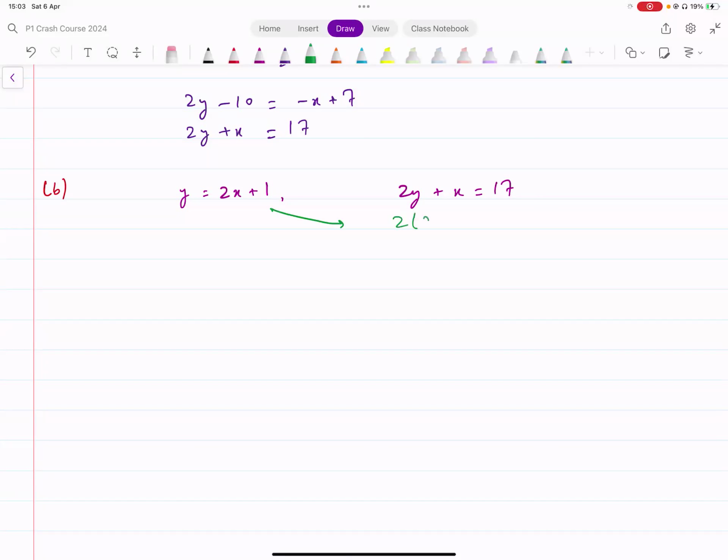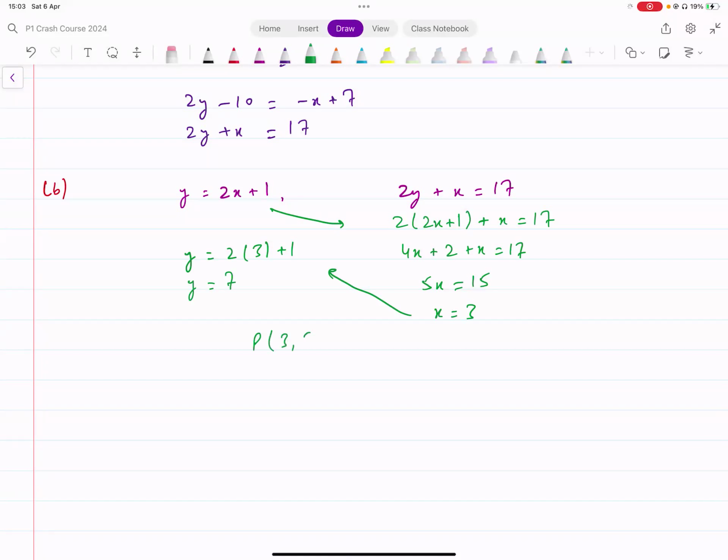What does that give us? 2 into 2x plus 1 plus x equals 17. And that gives us 4x plus 2 plus x equals 17. 5x equals 15. The value of x turns out to be 3. Put that back in this equation. y equals 2 into 3 plus 1, and y equals 7. So the point P therefore has these coordinates, 3 and 7.